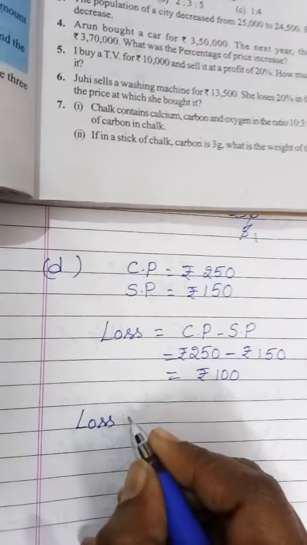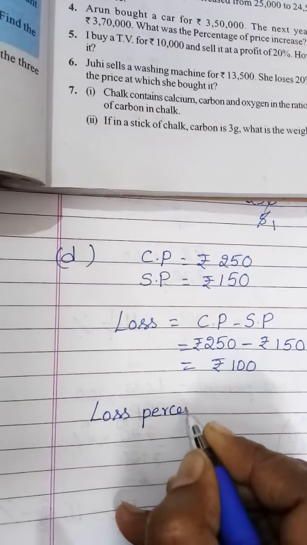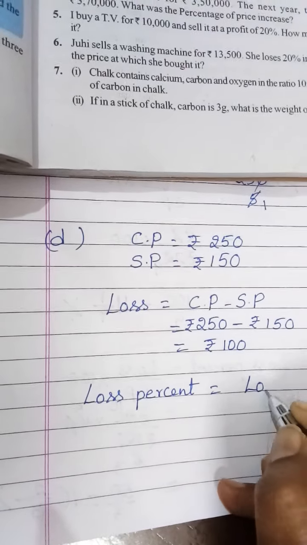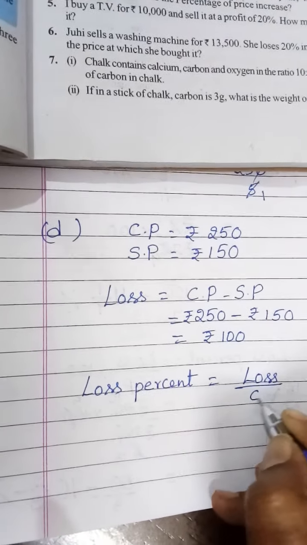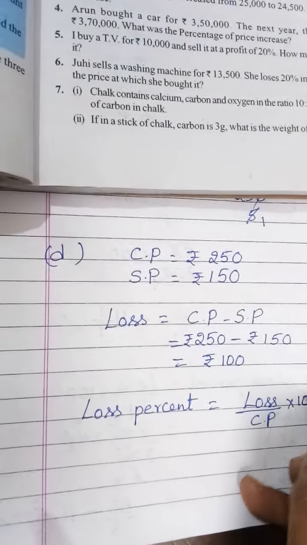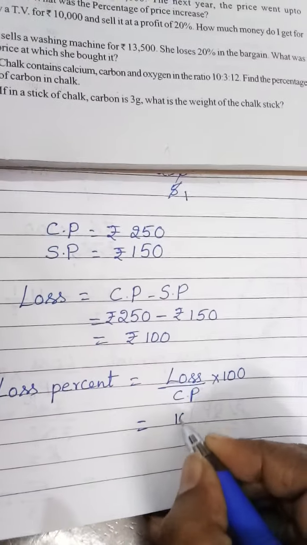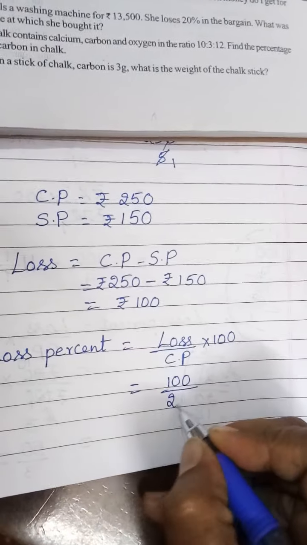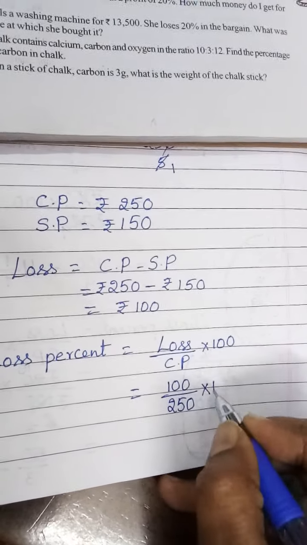Loss percent is equal to, what is the loss percent formula? Loss by cost price into 100. What is loss here? 100. 100 by, what is the cost price? 250. Cost price is 250 into 100.